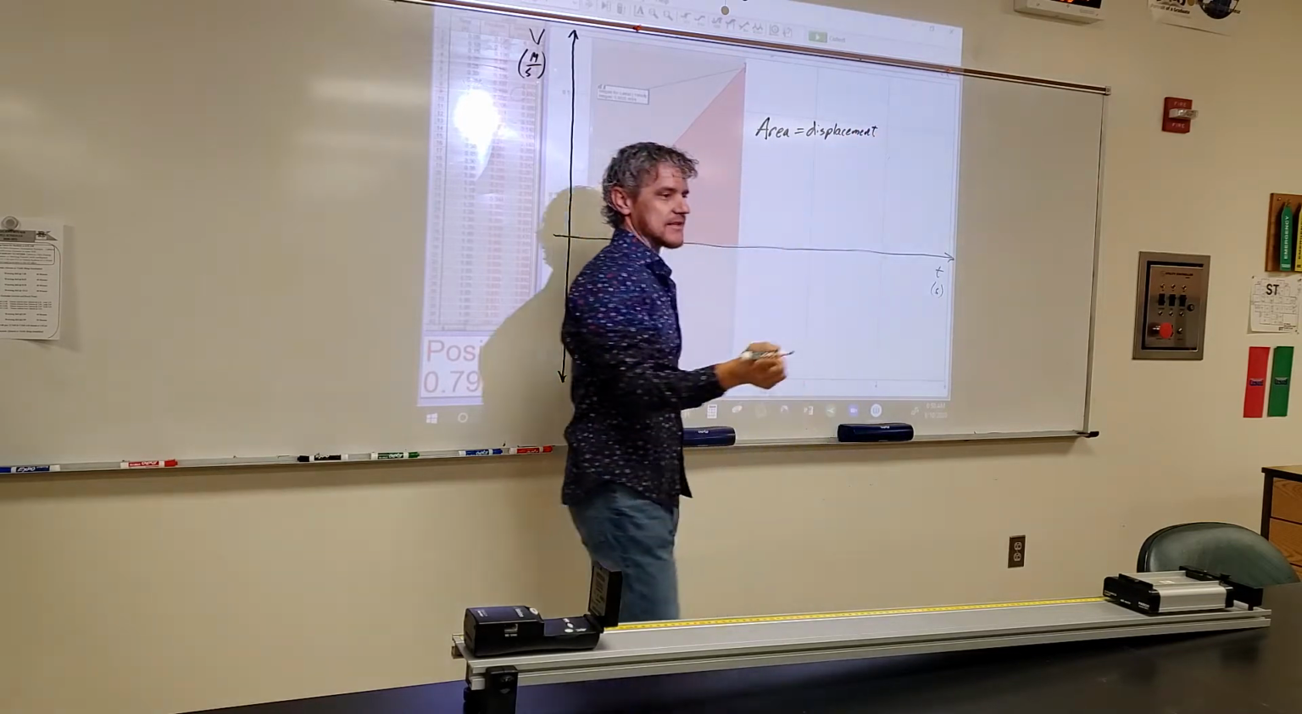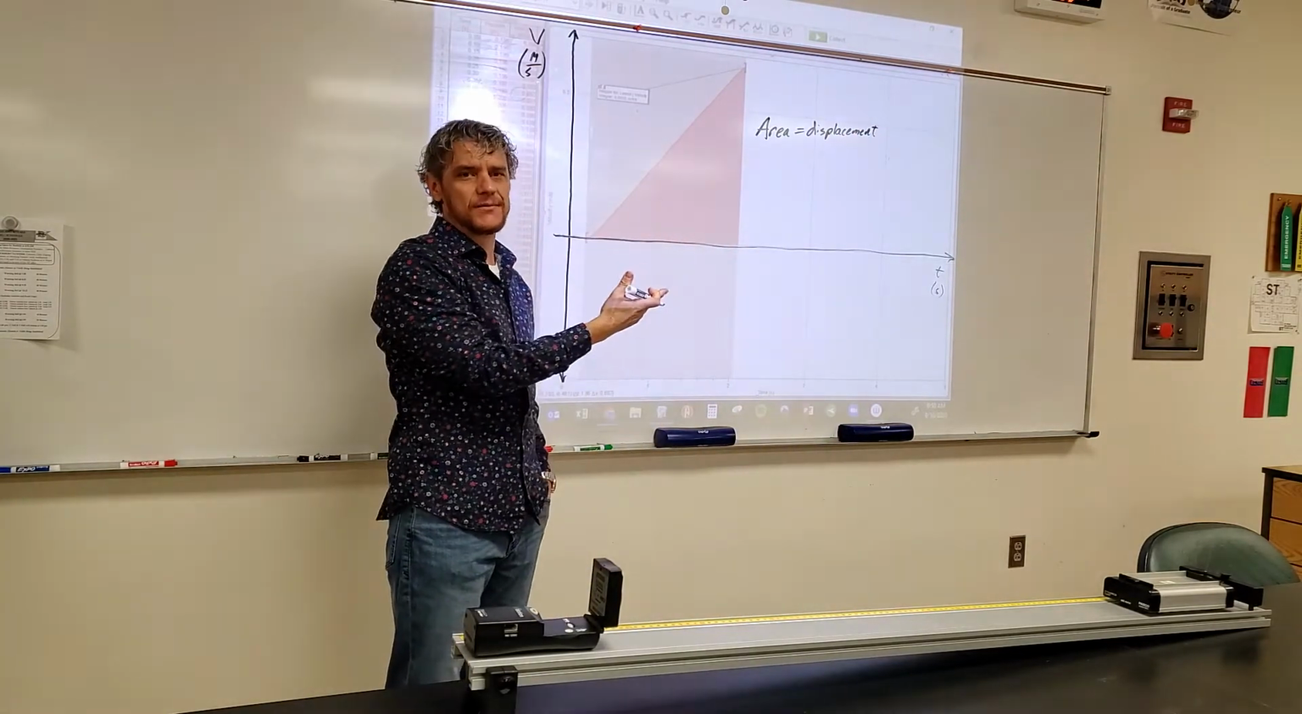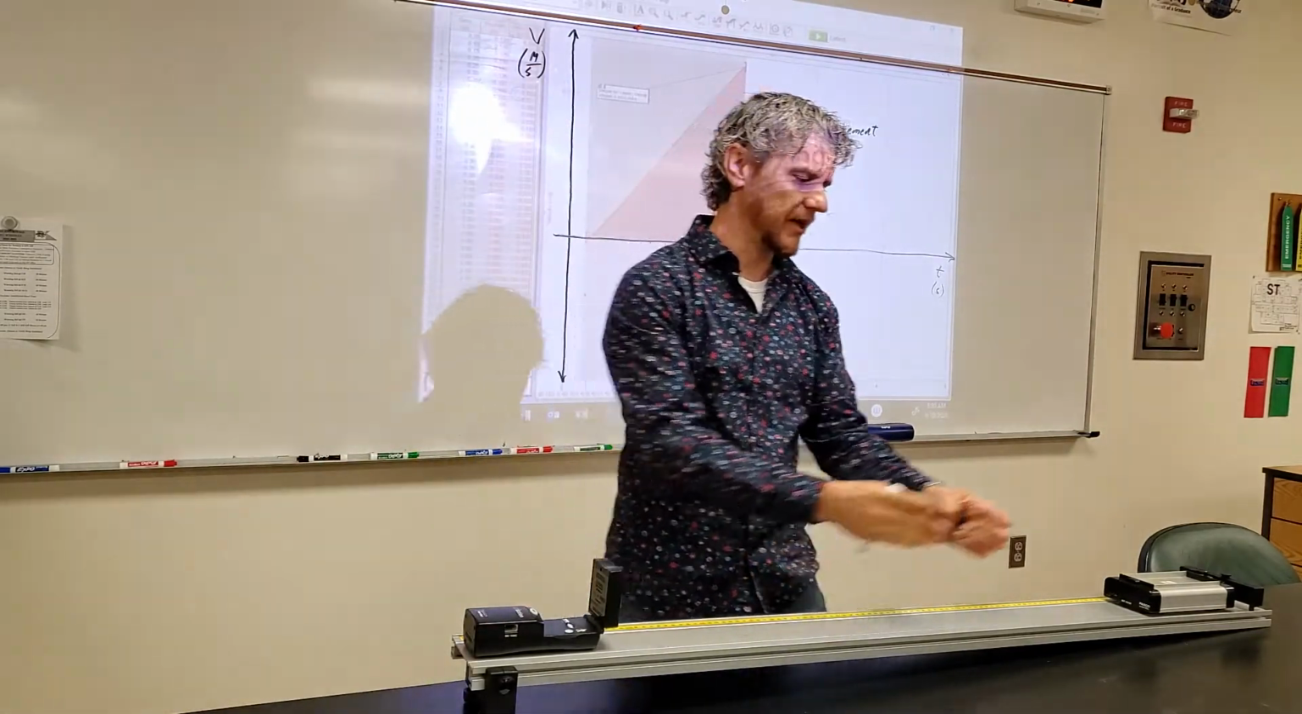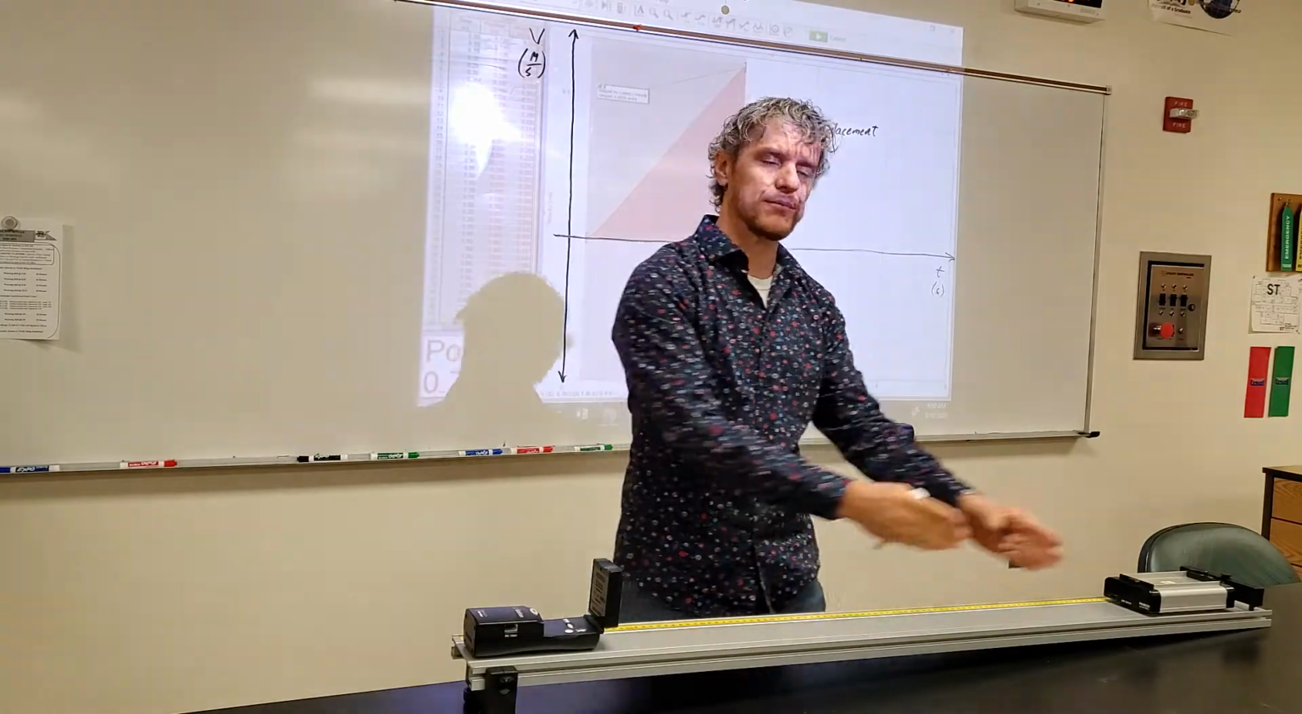It's not distance, it's displacement. In this case, it does coincide with the distance. The displacement is the same distance. The cart was displaced from here to here. The distance covered was from here to here.